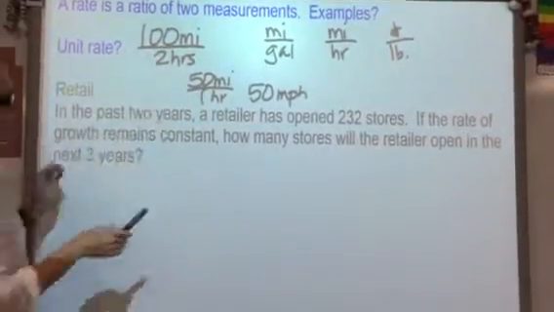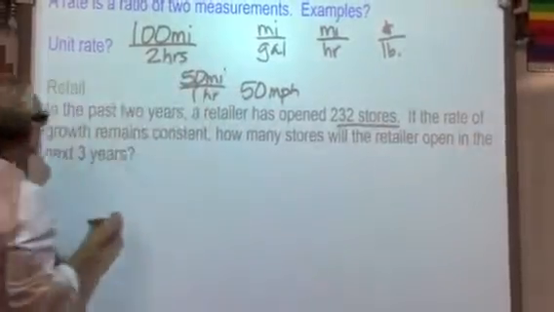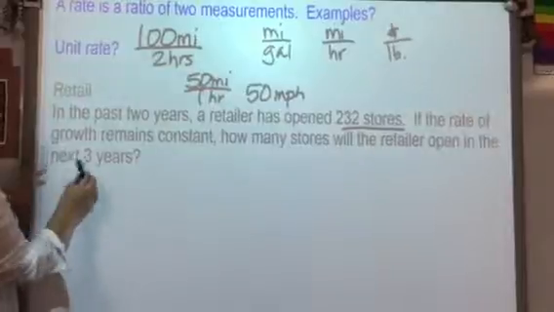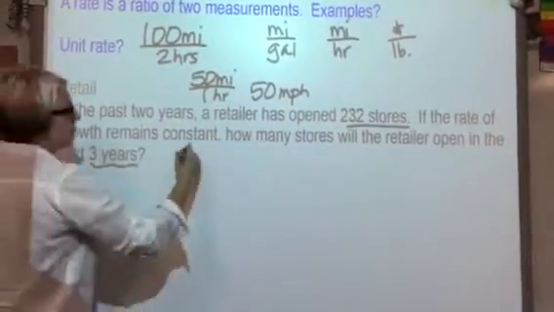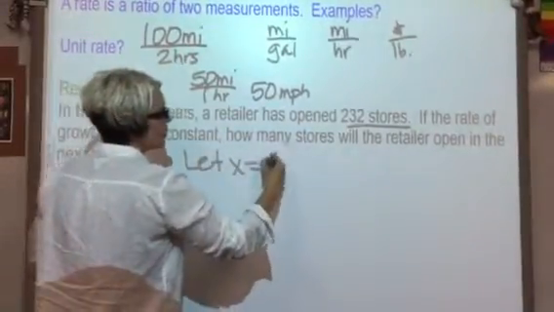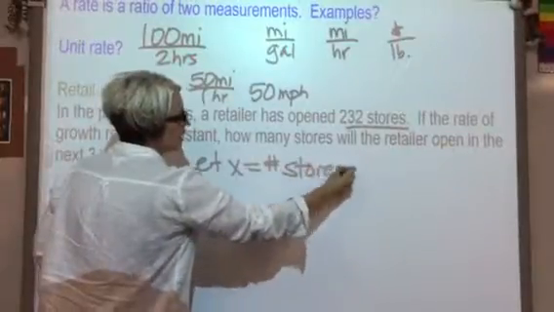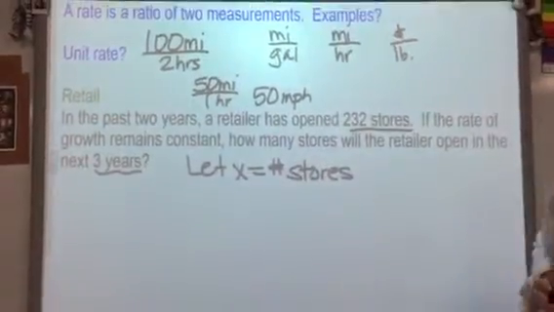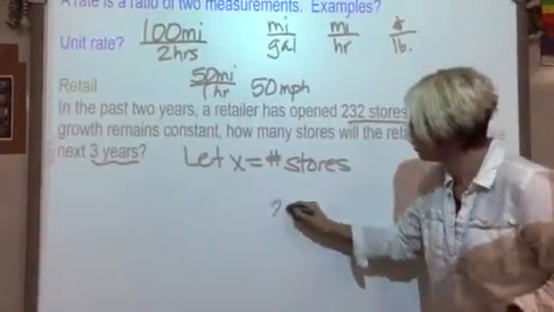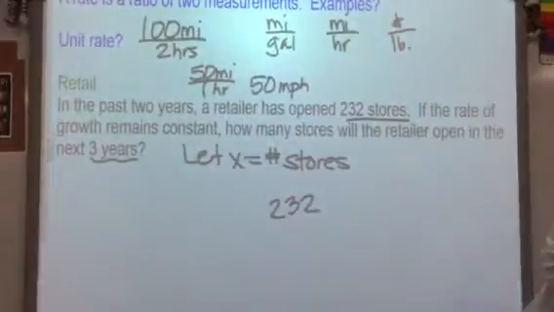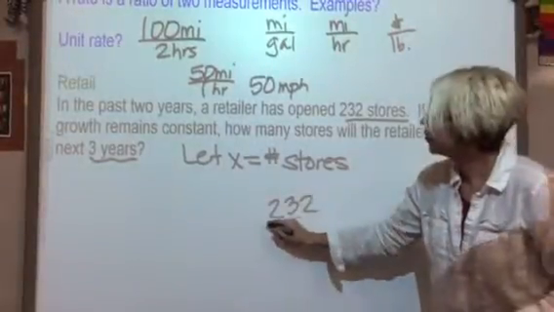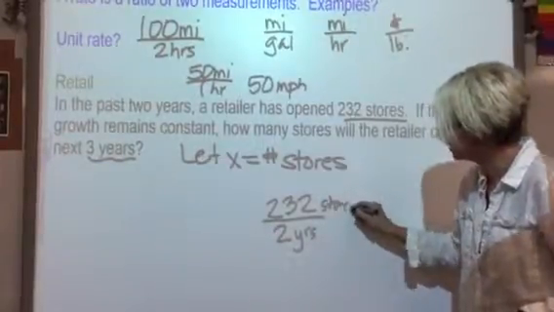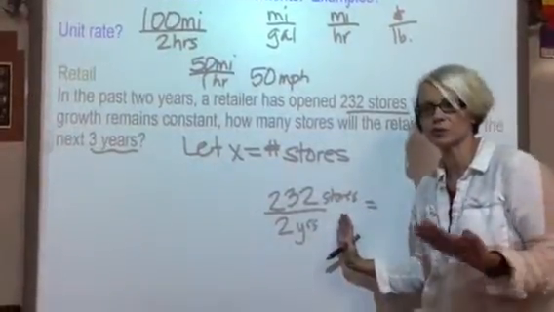In the past 2 years, a retailer has opened 232 stores. If the rate of growth remains constant, how many stores will the retailer open in the next 3 years? So let's write a let statement. Let X be the number of stores. And then we're going to set up a rate, an equivalency here. So what we have here is 232 stores, and we're going to keep this proportional. So that was 2 years, and I'm going to put the labels in here so you can see what I'm doing, but you don't have to have labels in your work.